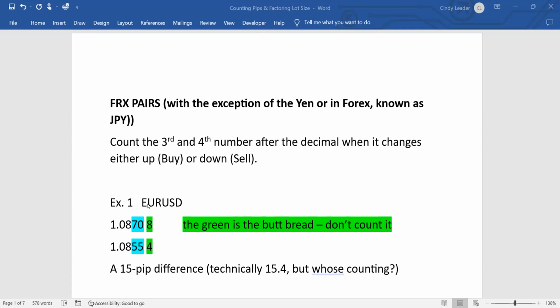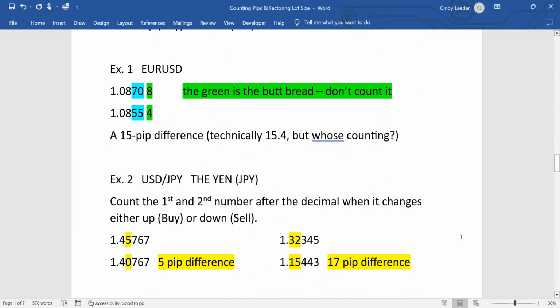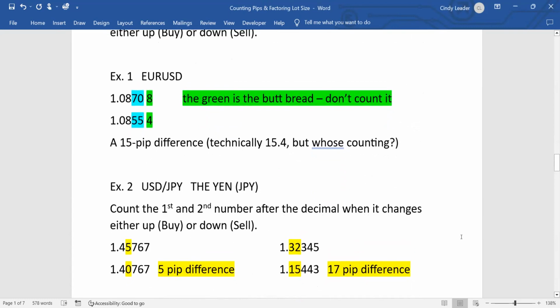And technically I said there's this little 4 pipette hanging out there, but who's counting that? So that's an example of counting pips on Forex pairs. Now the only exception to that is our little nudgy friend, the yen, JPY. Even though this does have 5 digits, I just didn't separate this little pipette off right here. I could do that just for yucks to keep it consistent. So with the yen, you're going to count the first and the second number in. So if it went from 145 to 140, 5 pip difference. Never mind about these little tiny numbers.